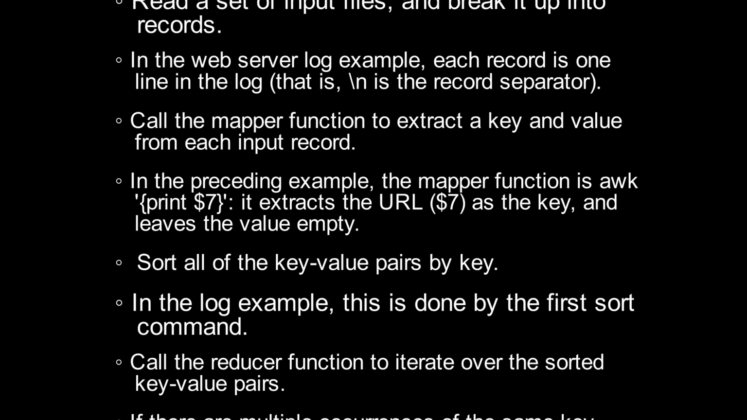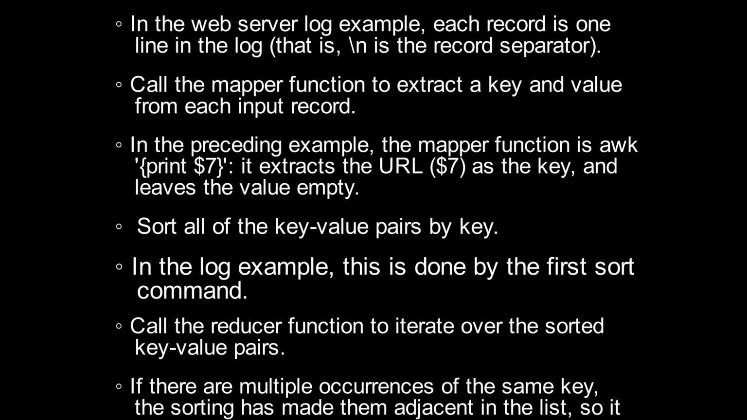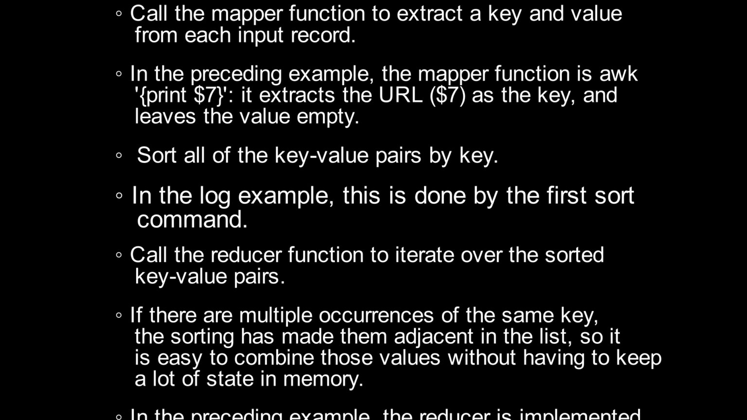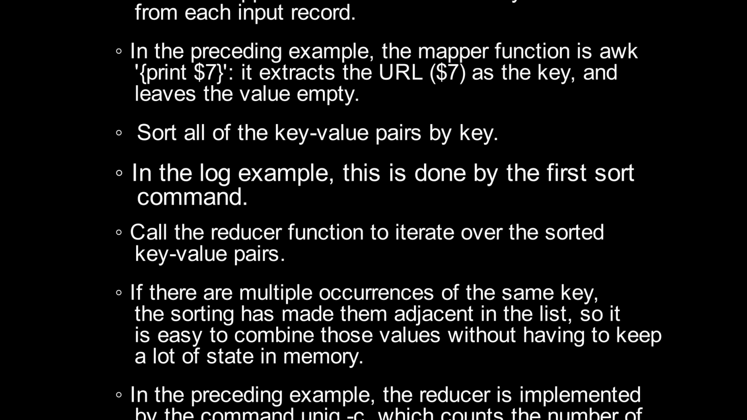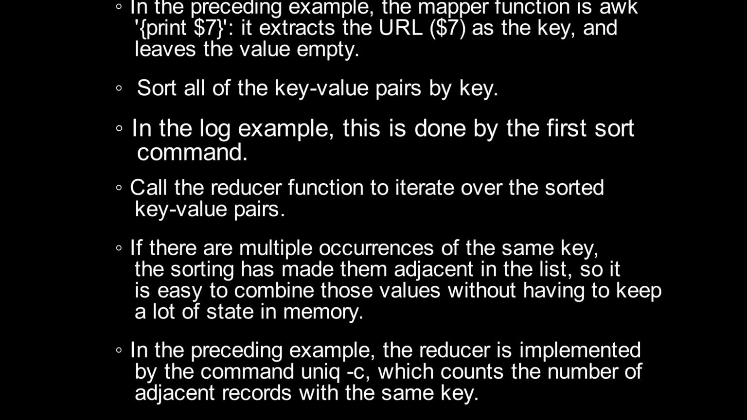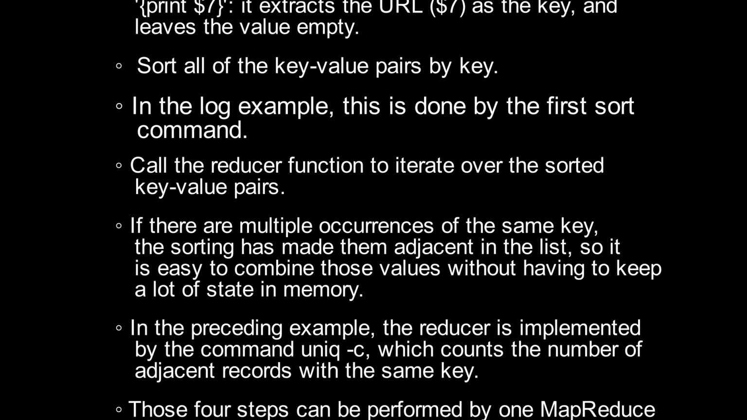In the log example, this is done by the first sort command. Call the reducer function to iterate over the sorted key value pairs. If there are multiple occurrences of the same key, the sorting has made them adjacent in the list, so it is easy to combine those values without having to keep a lot of state in memory.